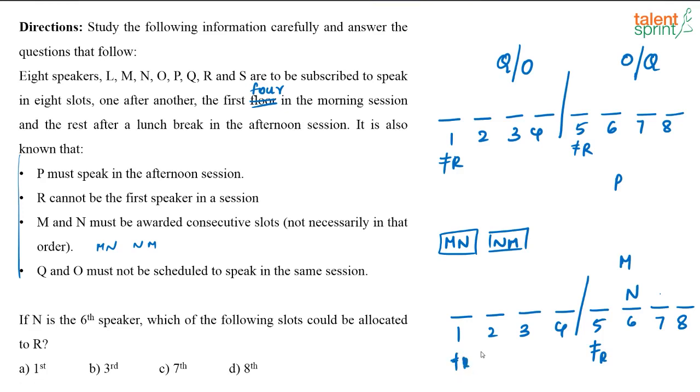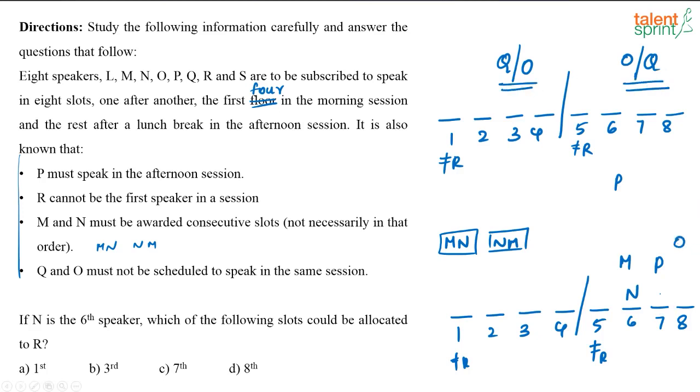Now, who are the people who are going to be in the afternoon session? I have N, M. I also know that P should present in the afternoon session only. P should always come in the afternoon session. So already 3 places are occupied. Now there is 1 place left. Who will come in this 1 place? Either O or Q will come, right? One of them has to be in this session.